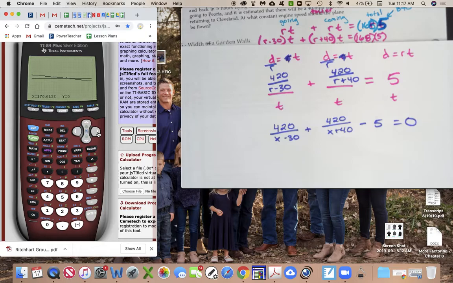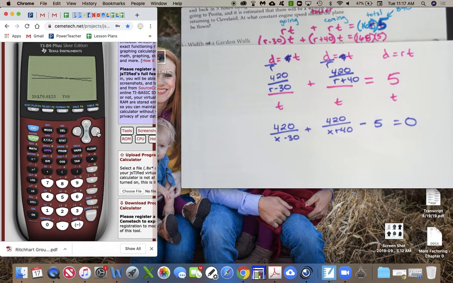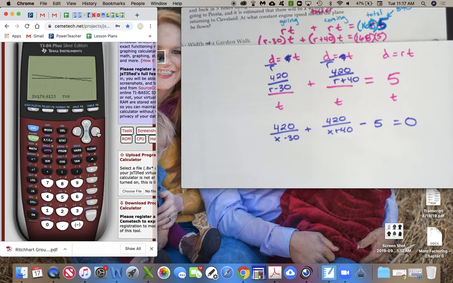There it is, it crosses right there. I'm gonna say 170. Yes, it's crossing at exactly 170. Yes.